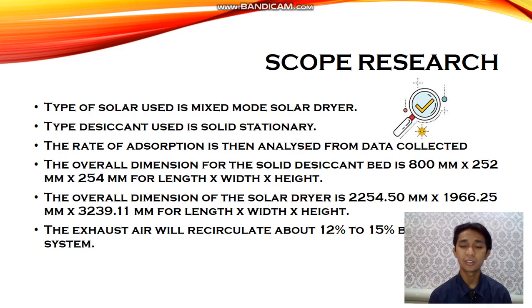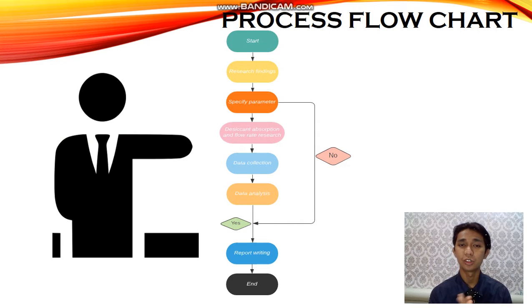And the overall dimension of solid desiccant bed is 800 mm in length, 252 mm in width, and 254 mm in height. Then the overall dimension of solar dryer is 2254 mm in length, 1656.25 mm in width, and 3239.11 mm in height. So the exhaust air that will be recirculated back inside the system is about 12 to 15% only.